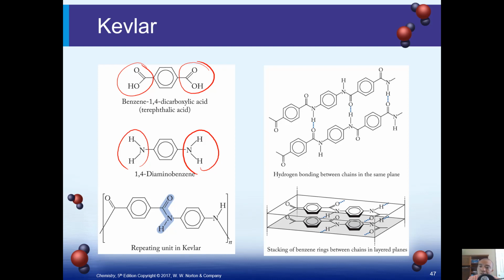The strength of Kevlar is due to the ability of the polymer chains to form cross links through hydrogen bonding, and they can stack neatly because of the planar aromatic rings within the polymer chains.